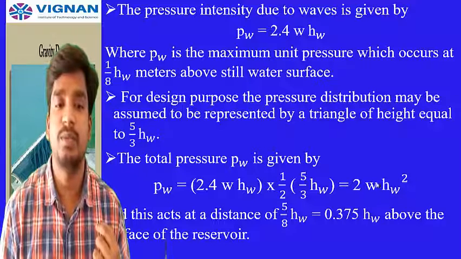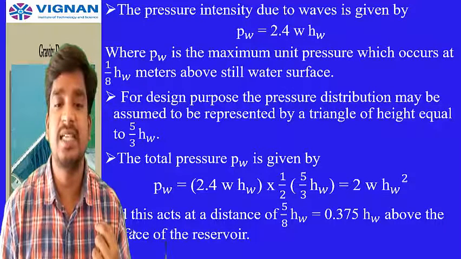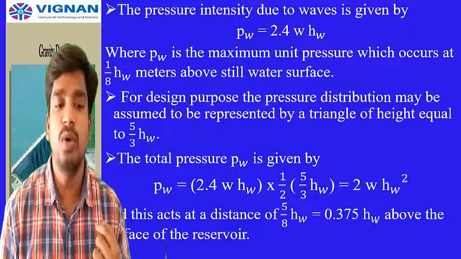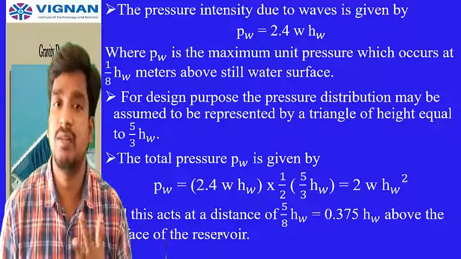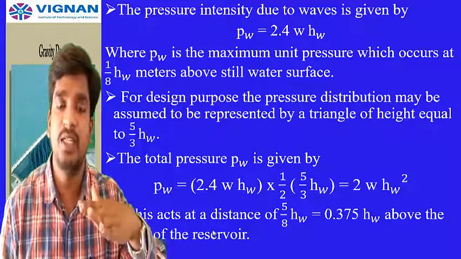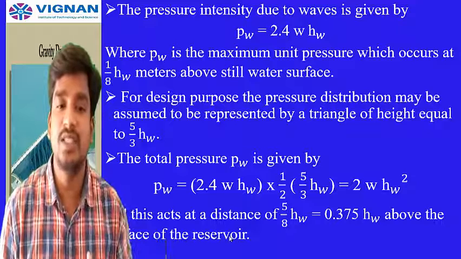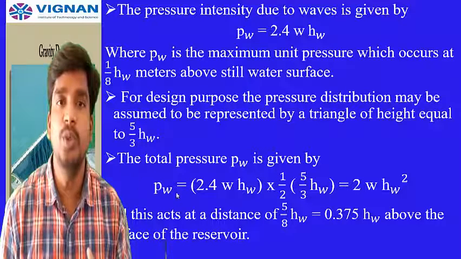So this is the maximum pressure, and this acts at a distance of 5 by 8 of HW, that is at a distance of 0.375 HW above the surface of the reservoir. If you take the surface of the reservoir, above that, at this distance, this PW force is going to act.